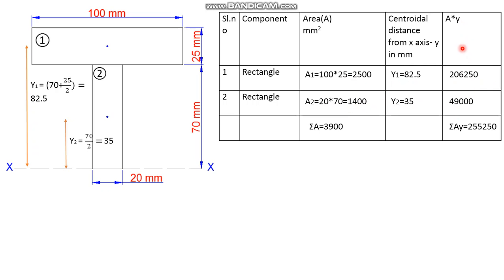Then add these; the summation of ay is this value. Therefore y bar is equal to summation of ay divided by summation of a. So this is, therefore, y bar you got as 65.45 mm.